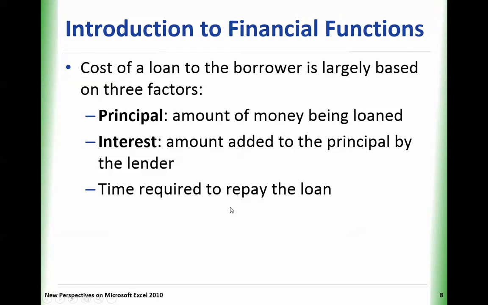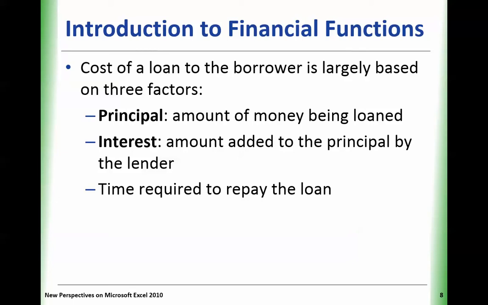This is going to be a quick introduction to financial functions. The cost of a loan to the borrower is largely based on three factors: principal, interest, and time. So if you take out a car loan for 5 years, your principal is the amount of money you have to pay for the loan. So say we have a $10,000 car. The interest is the percent that you'll have to pay on top of your principal.